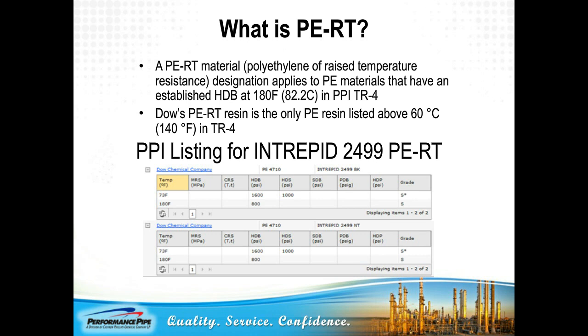In the U.S., this applies to PE materials that have an established HDB at 180 degrees in the Plastic Pipe Institute's TR4. TR4 provides an industry listing of the hydrostatic design basis and hydrostatic design stress for thermoplastic piping materials or pipe as required by ASTM standards. The PERT resin is the only PE resin listed above 60 C or 140 degrees Fahrenheit.